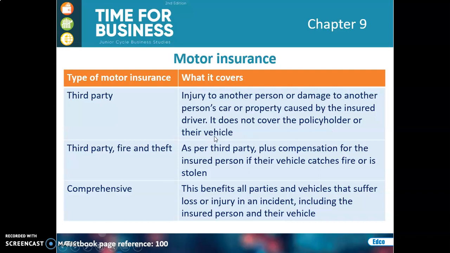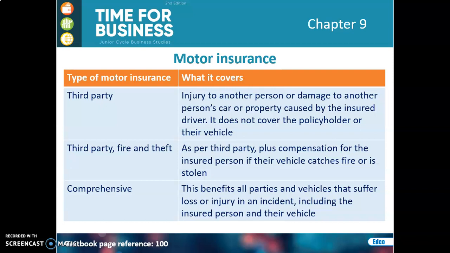So if I have third-party insurance and I get into a crash with somebody else on the road, let's say I was at fault, well, my third-party insurance, which I must have or else I wouldn't be driving, will cover that other person's car because it was my fault. And it might cover their own personal injury, but it will not cover my car. My car I have to fix at my own cost. However, if I like my car, I might like to get slightly better insurance. I might get third-party fire and theft, which covers the third party and also if the vehicle catches fire or is stolen.